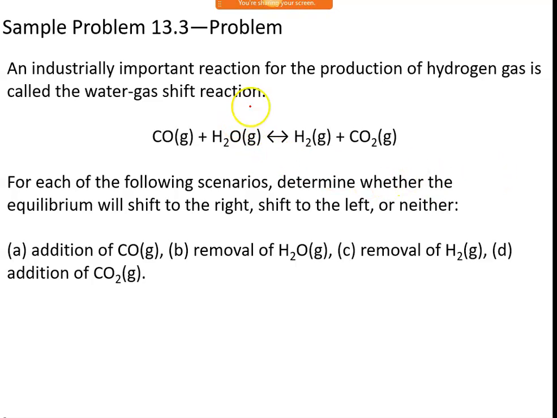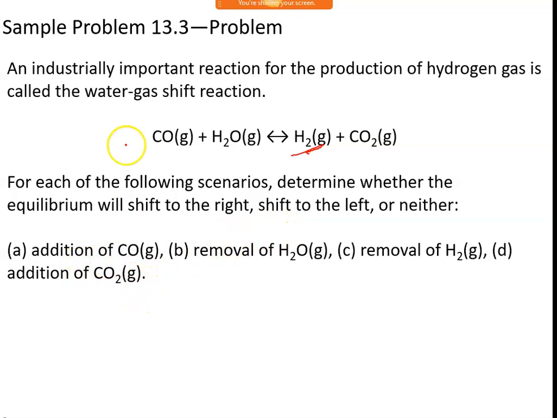An industrially important reaction for the production of hydrogen gas is called the water-gas shift reaction. I did not know this, so here you go. You take carbon monoxide, add it to water, and you can form CO2. So this is a way to form CO2 and hydrogen gas. I guess hydrogen gas is the one that's important. For each of the following scenarios, determine whether the equilibrium will shift to the right, the left, or won't shift at all.